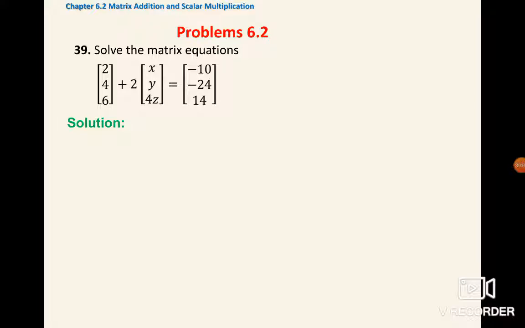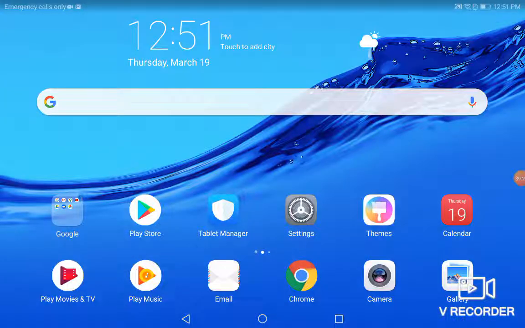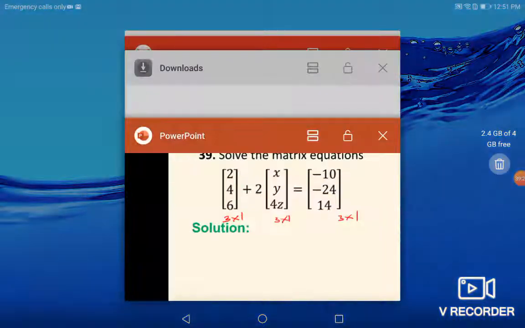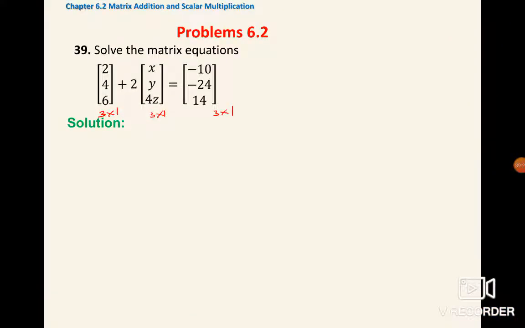Now we are given addition of two matrices. The first matrix is 3 by 1 size. This is 3 by 1. Again the resulting matrix is also 3 by 1. So we add these two to equal this one. So the first two matrices: 2 plus 2 into x, 2 plus 2 into x. 2x is equal to negative 10.